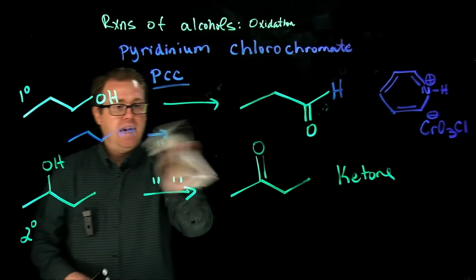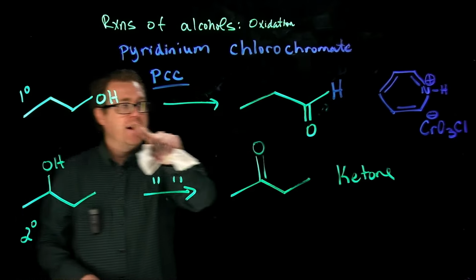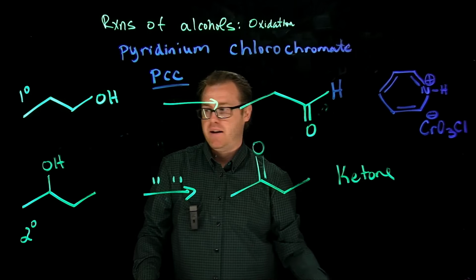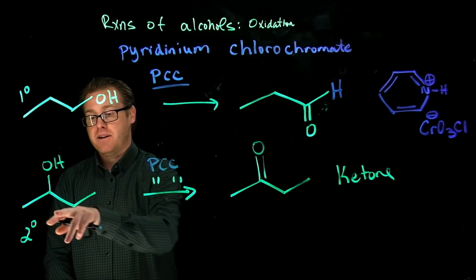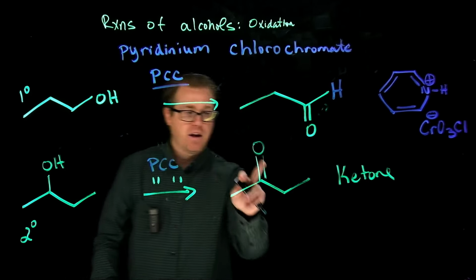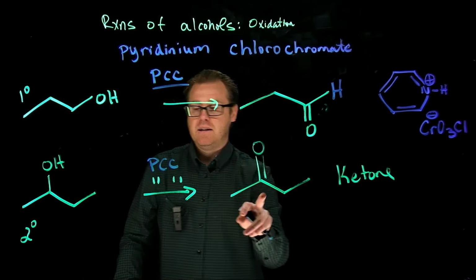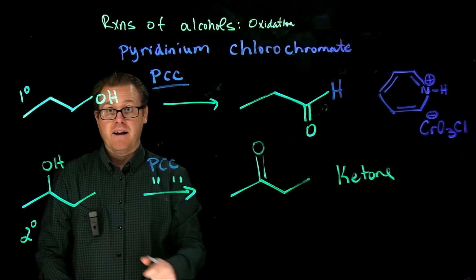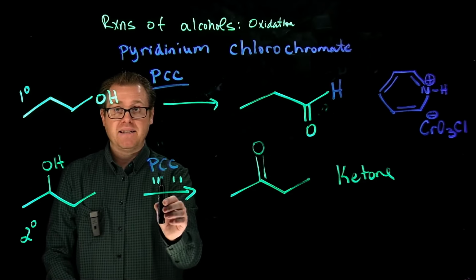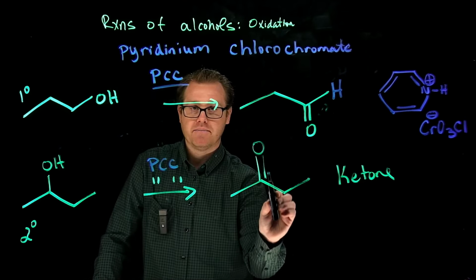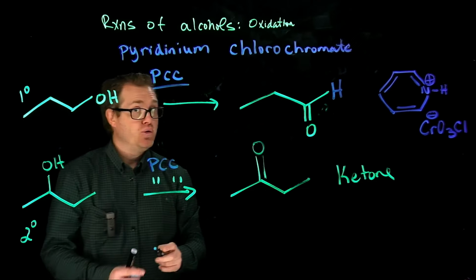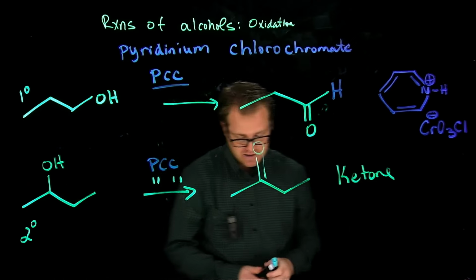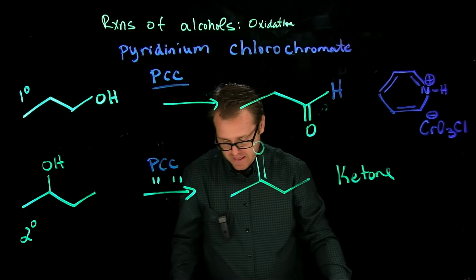So PCC with a primary alcohol goes to the aldehyde. However, if you take PCC and treat it with a secondary alcohol, it goes to the ketone. So with secondary alcohols, chromic acid and PCC give you the same product. But with primary alcohols, PCC and chromic acid do not give you the same product. All right.